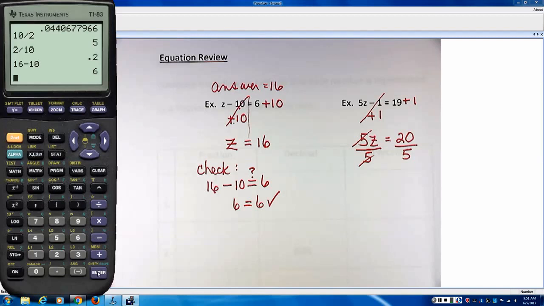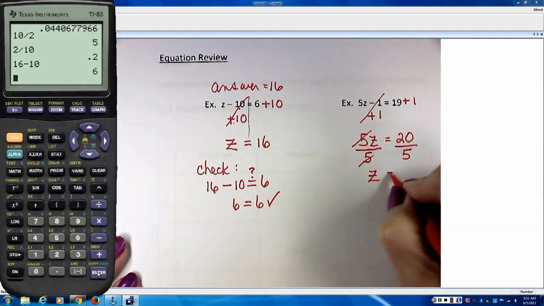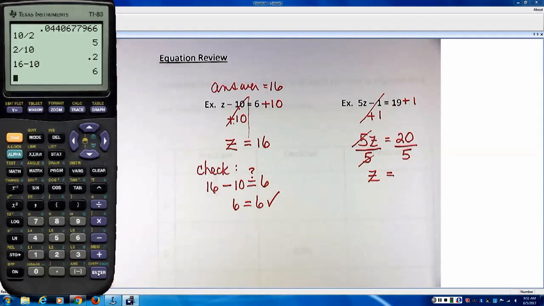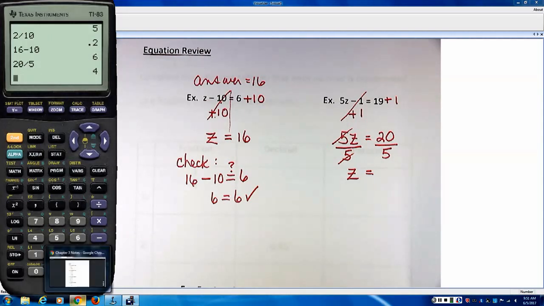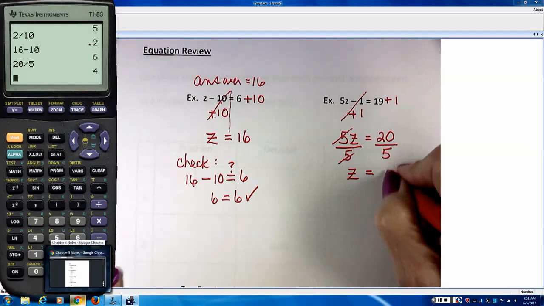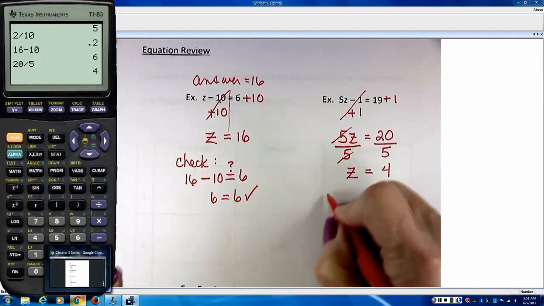That'll take away the 5 on that side. And that means z is 20 over 5. But 20 over 5 is what we call an improper fraction. So we'll get the calculator and say 20 divided by 5 is 4. And then again, just to be sure you did it right, you're going to check.